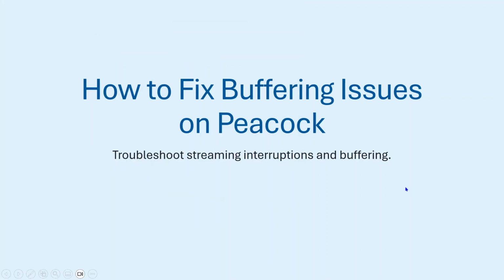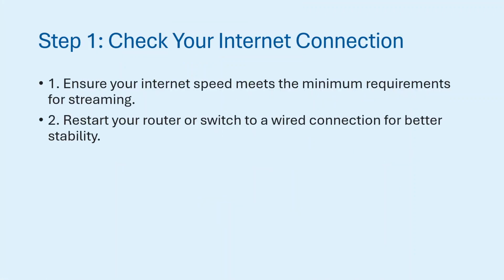In this video, I'll show you how to fix buffering issues on Peacock. Step 1. Check your internet connection. Ensure your internet speed meets the minimum requirements for streaming. Restart your router or switch to a wired connection for better stability.